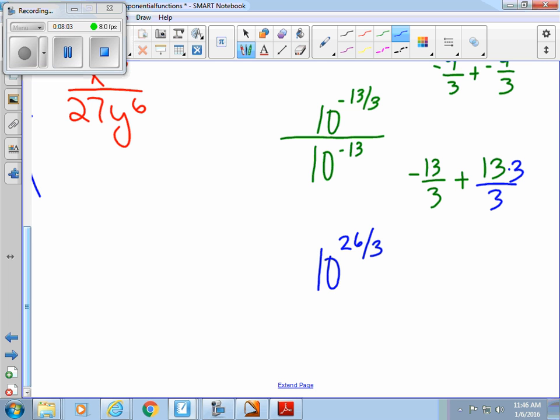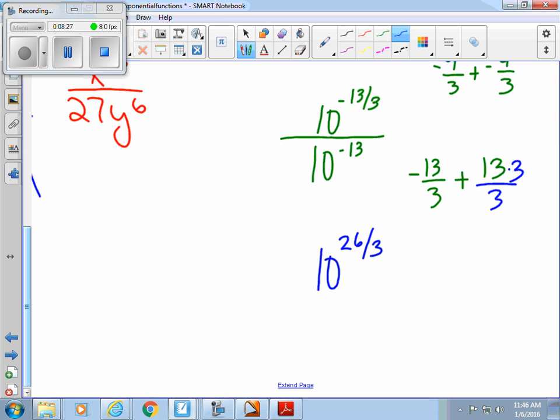I got a lot different. You did? Yeah, I got 10 to the 7th over the square root of 10. 10 to the 7th over the square root of 10, 10 to the 7th over 10 to the 1/2. Yeah. 7 minus a half.